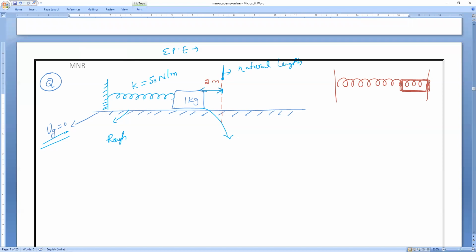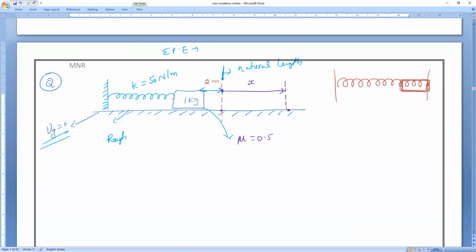Now the coefficient of friction is 0.5. So friction already exists as the body is moving forward. Now my question is, I want to bring the spring from the natural length to some other point. So I should bring it to this point. What is that x? We have to calculate it. What is the elongation of the spring to come to this point from the natural length?